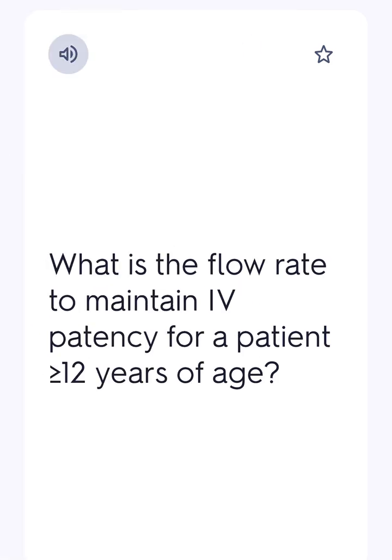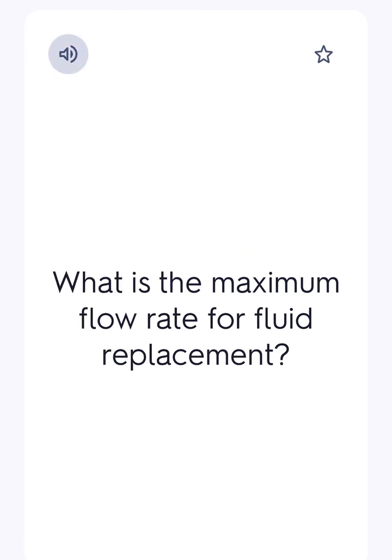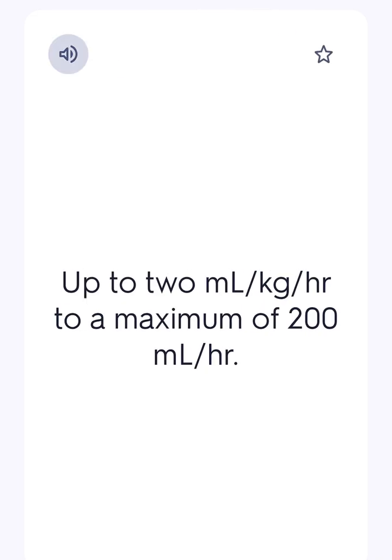What is the flow rate to maintain IV patency for a patient greater than or equal to 12 years of age? 30 to 60 milliliters per hour of any isotonic crystalloid solution. What is the maximum flow rate for fluid replacement? Up to 2 milliliters per hour to a maximum of 200 milliliters per hour.